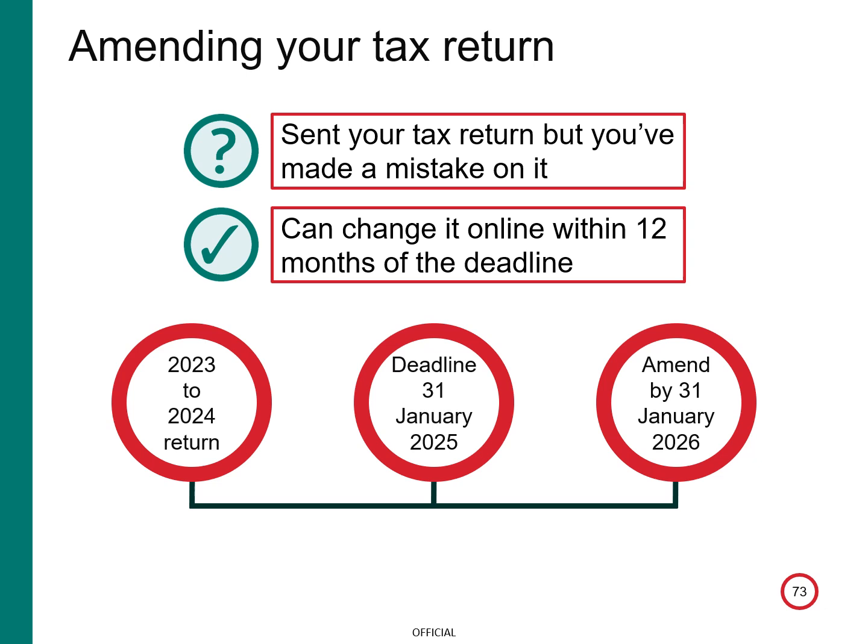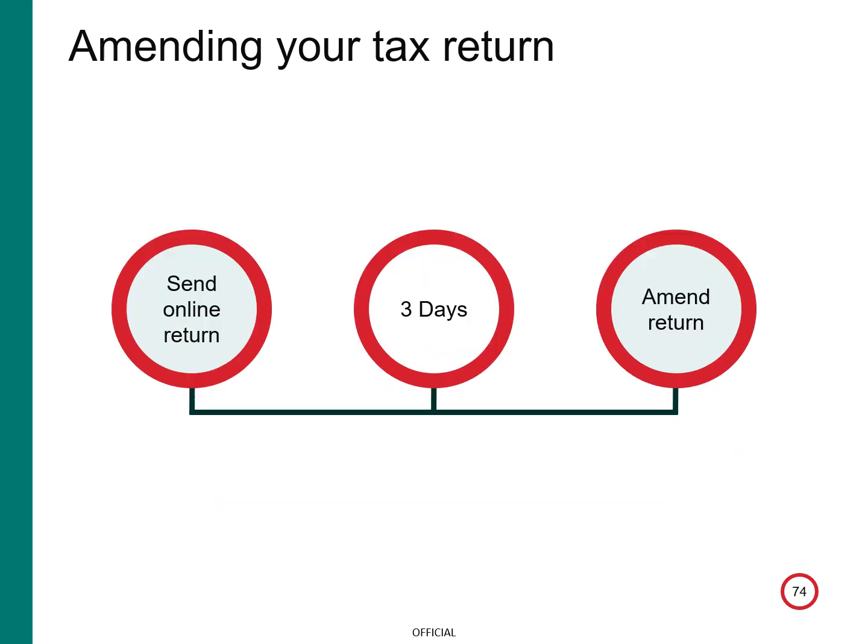For example, for the 2023 to 2024 tax return, the deadline to send it is the 31st of January 2025. You'll be able to amend that tax return online until the 31st of January 2026. If you miss the deadline, you'll need to write to HMRC. You must wait 72 hours, that's 3 days, after sending your online return before you can amend it.